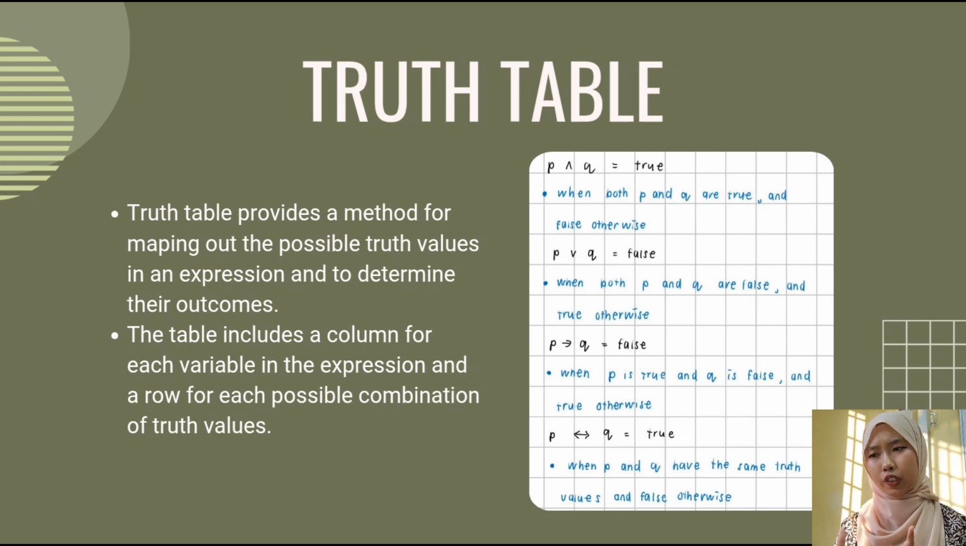As you can see on the screen, P and Q is true when both P and Q are true, and false otherwise. P or Q is false when both P and Q are false, and true otherwise. P implies Q is false when P is true and Q is false, and true otherwise. P biconditional Q is true when P and Q have the same truth values, and false otherwise.